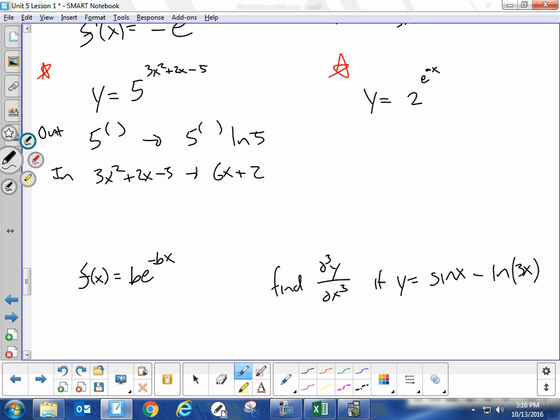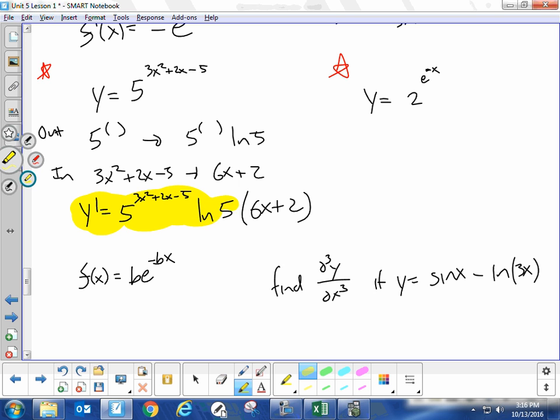Okay, let's make sure that derivative is correct. Now the other one actually has kind of three pieces going on. You have the 2 to the power, and you have e to the power, and then you have that power in e. So you have to take the derivative of the 2 to the power, then the derivative of the e to the power, and then the derivative of the negative x.